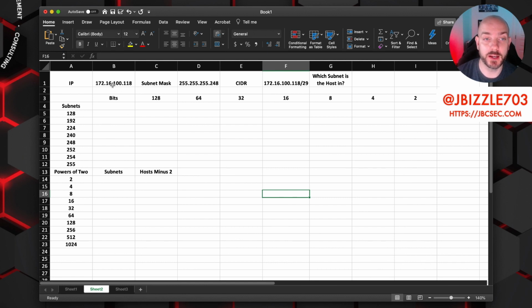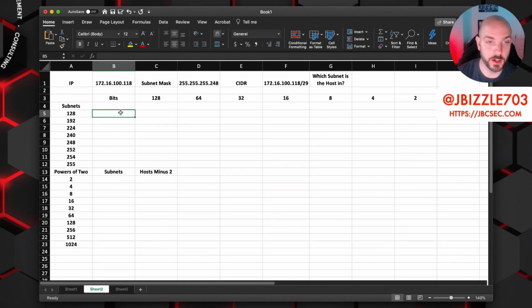And then we just have a random IP address with a subnet mask and a CIDR notation for the subnet that it's within. And we want to know which subnet the host is in. First, we have to find out where the boundaries are for this particular subnet so we can work our way through to figure out which IP address range it falls into. So let's go, this is going to be a 248.